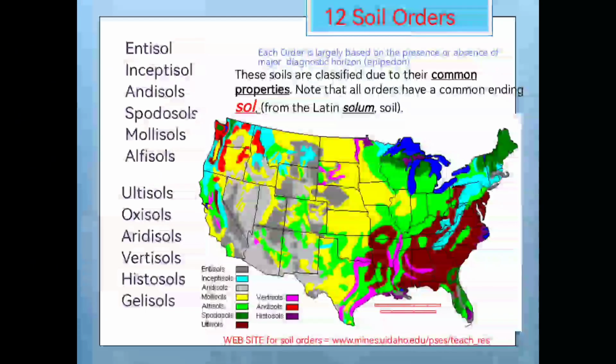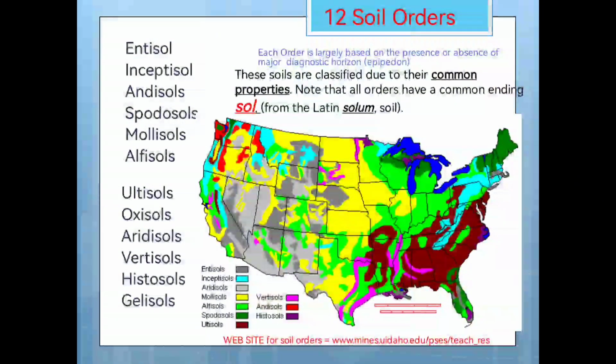Now we will go to the different soil orders. As I've mentioned, there are 12 soil orders. Each order is largely based on the presence or absence of a major diagnostic horizon, the epipedon, which we mentioned earlier. These soils are classified due to their common properties. Note that all orders have a common ending, sol. Solum in Latin, which means soil. Also in French, they call soil sol.